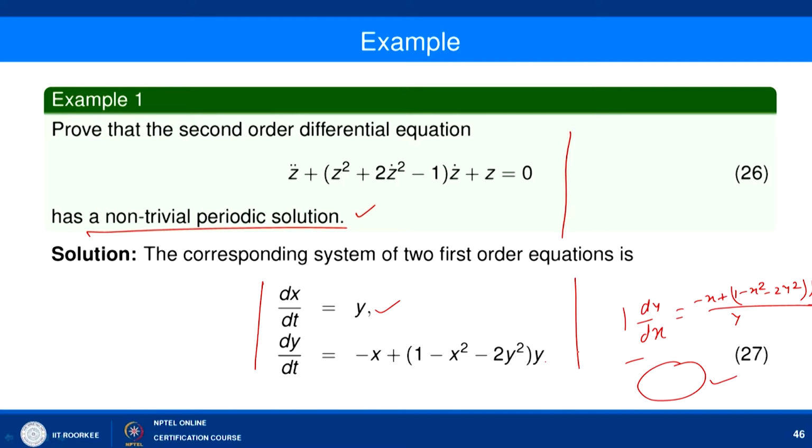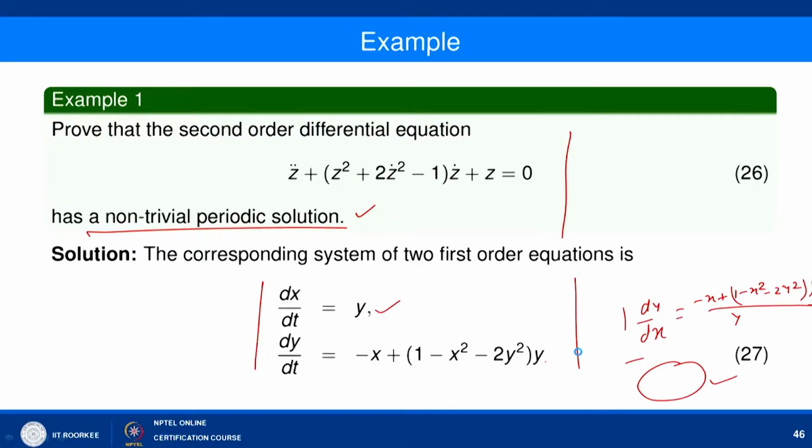So, in this kind of problem we can use the Poincare-Bendixson theorem to find the existence of a non-trivial periodic solution. Now we try to find a region. We want to apply the Poincare-Bendixson theorem, and for that we have to find a region in which your solution will remain bounded.